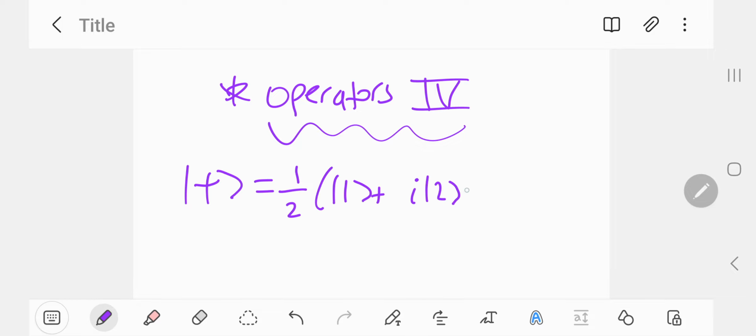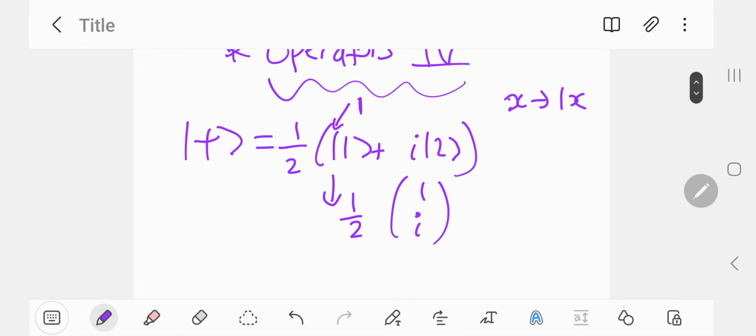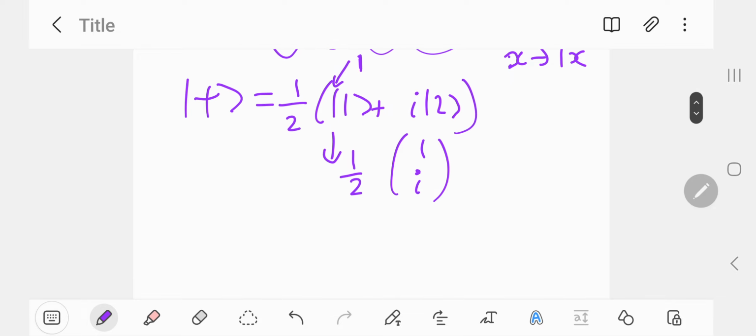So this quantum state here. To turn this into a column vector, all I do is simply rewrite it as follows, where the coefficient of this one state here is just 1. It's the same thing as writing x, that's just like 1 times x. So that's how you go from one form to another.